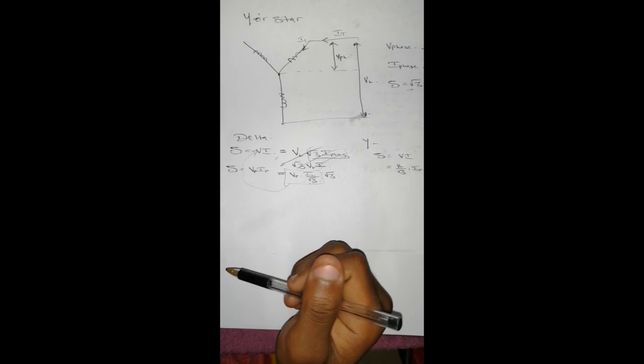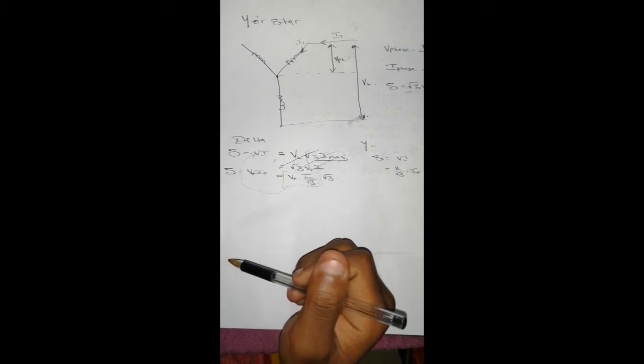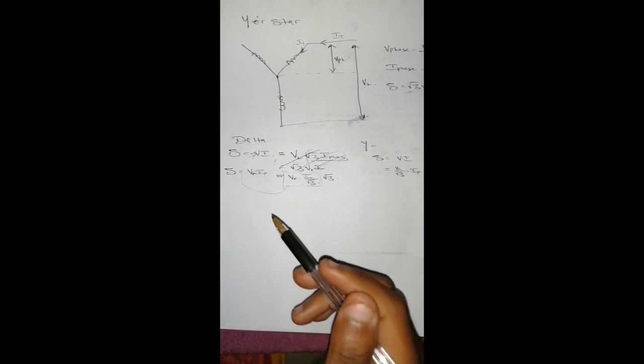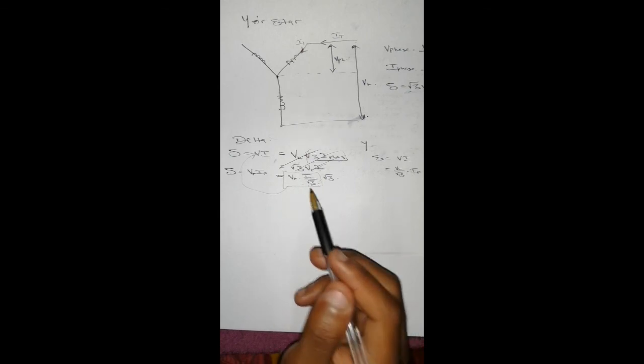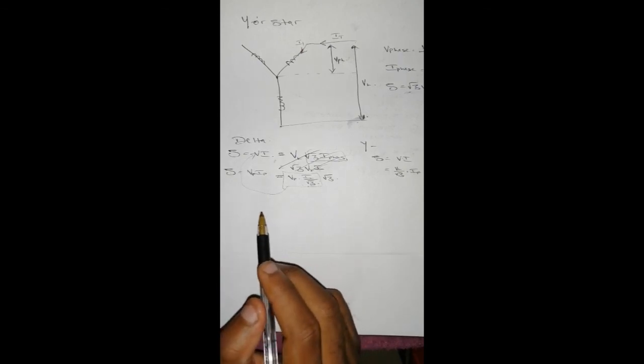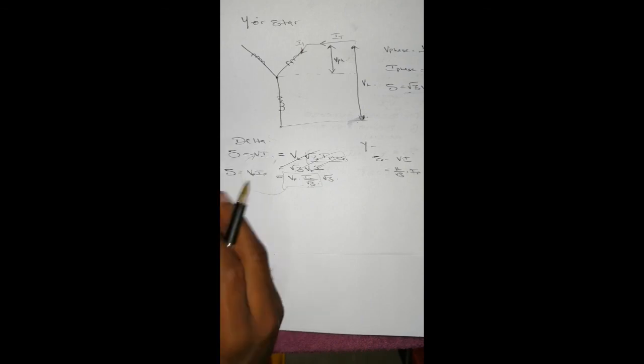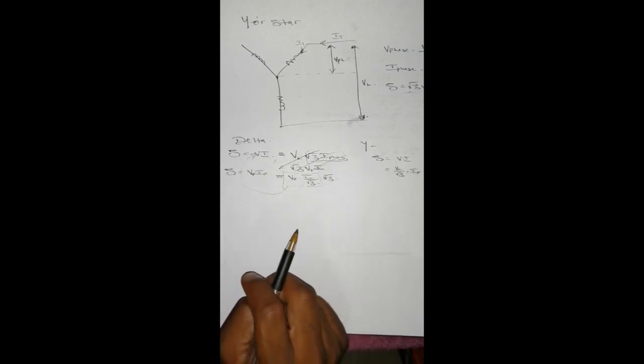And then when solving these three phase equations, you have to convert all your line values to phase values and only solve for one phase. Solving for one phase solves for all phases, because all the phases are identical, because a three phase transformer is similar to three single phase transformers.